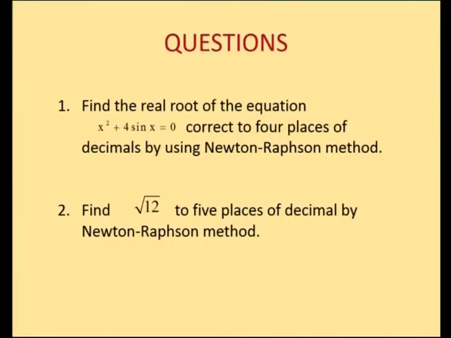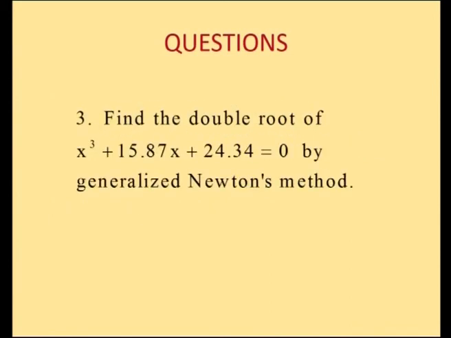Based on the discussion in this session, the following questions may be posed. Find the real root of the equation x square plus 4 sin x equal to 0 correct to 4 decimal places by using the Newton-Raphson method. Also find an iteration formula for root 12 and hence find root 12 to 5 places of decimal by the Newton-Raphson method. Also find the double root of x cube plus 15.87 x plus 24.34 equal to 0 by generalized Newton's method. Thank you.